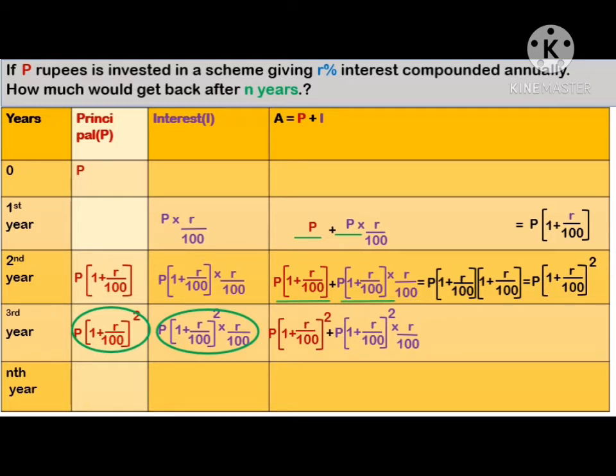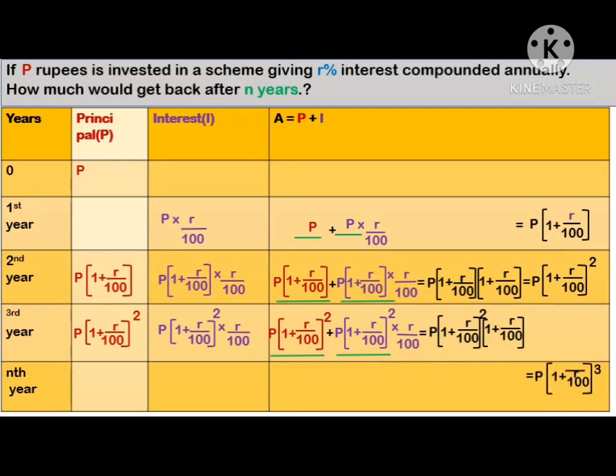And you can see here P into (1 plus R by 100) squared is common for both terms. So let us take it out and write it as P into (1 plus R by 100) squared into (1 plus R by 100). Here (1 plus R by 100) appeared one more time. So it can be written as P into (1 plus R by 100) all raised to 3.